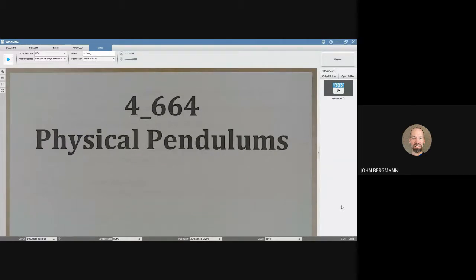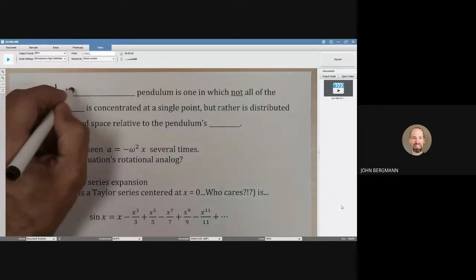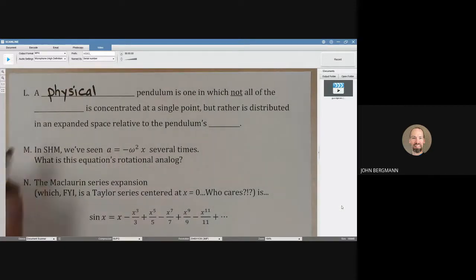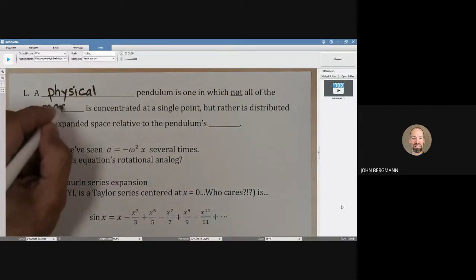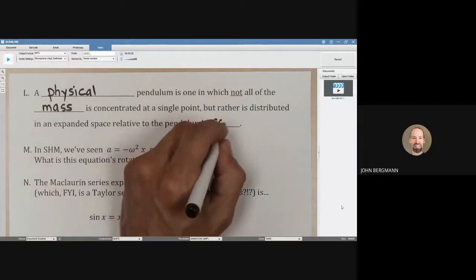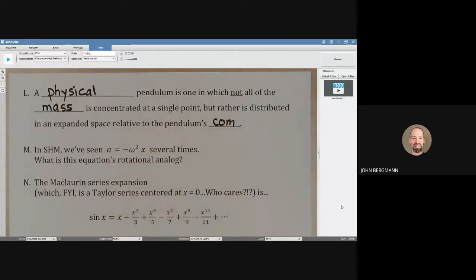Physical pendulums. A physical pendulum is one in which not all of the mass is concentrated at a single point, but rather is distributed in an expanded space relative to the pendulum's center of mass.